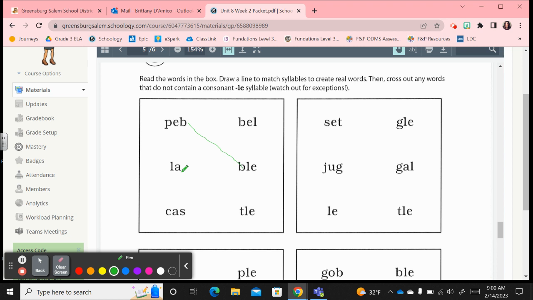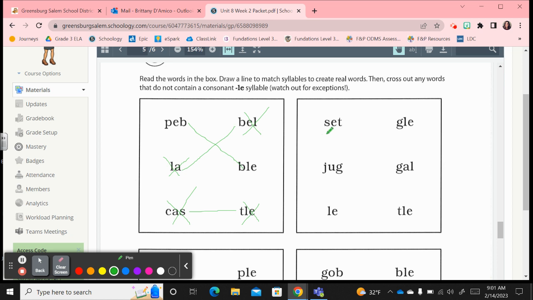Okay, label, like I have to label your folders with your names. Now, this is not consonant LE, is it? So we're going to cross off label. Okay, and then we have castle. Now, it says, watch out for exceptions. I think they want us to cross off the exceptions, okay? Because it just says cross out any words that do not contain the consonant LE syllable, okay? I would cross off exceptions as well, okay? We'll just make that a thing.